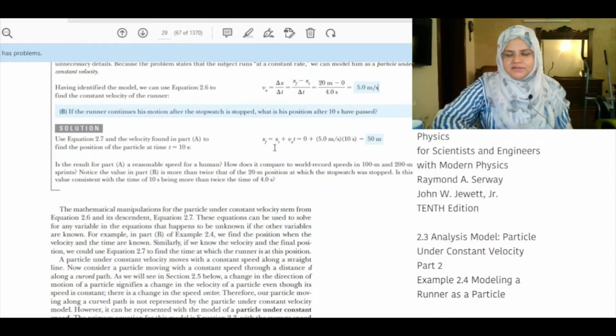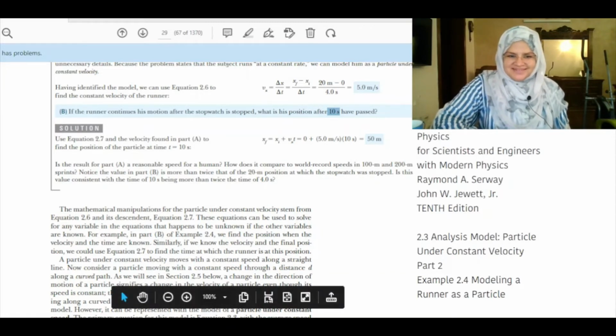xf is the final position that we need to find. xi is equal to 0. Vx we found in part A, 5 meters per second. The time we are considering is 10 seconds in this question. Therefore, the final position is equal to 0 plus 5 meters per second times 10 seconds, giving us the final position of 50 meters.